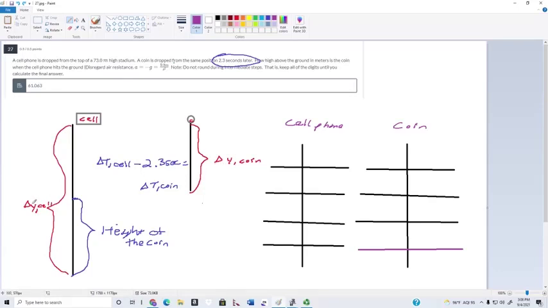So you can take delta y cell with no negative in front of it, minus delta y of the coin with no negative in front of it, except for the minus that you already put there, so that you're subtracting the numbers, and that's going to give you your final answer. You're going to want your final answer to be positive, because you are not looking for a vector, you are looking for a scalar. They said the height, that is a scalar. That's how you do it.